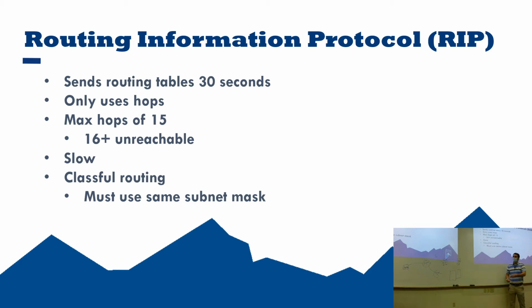So having said that, anything 16 or more is unreachable. That's a pretty big problem, isn't it? So how do we avoid that? We don't use RIP. That's pretty straightforward. Wish everything was that straightforward. This is also going to be classful routing, which is another disadvantage. So classful routing means that everything that it's routing must be on the same subnet mask. So that's a pretty big disadvantage.